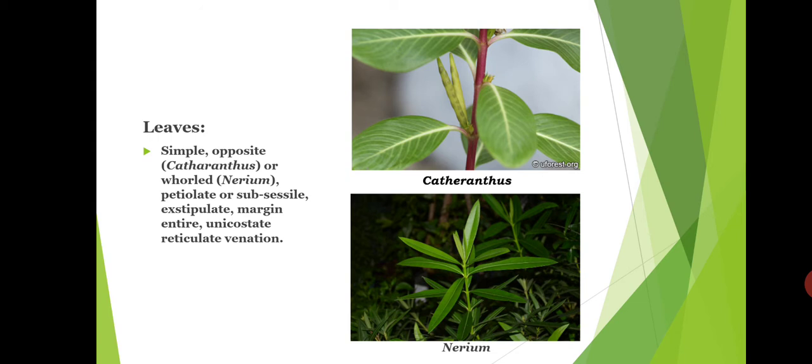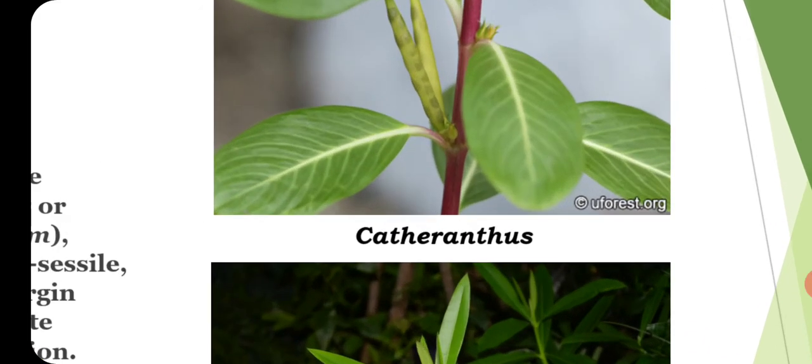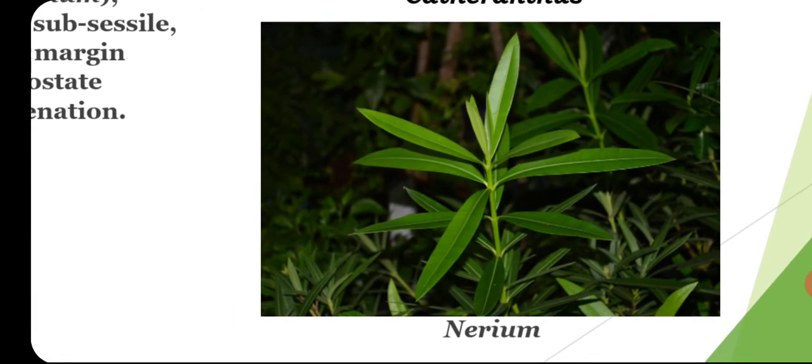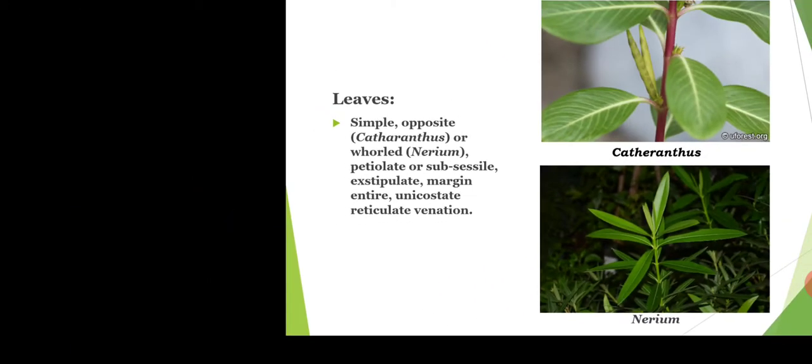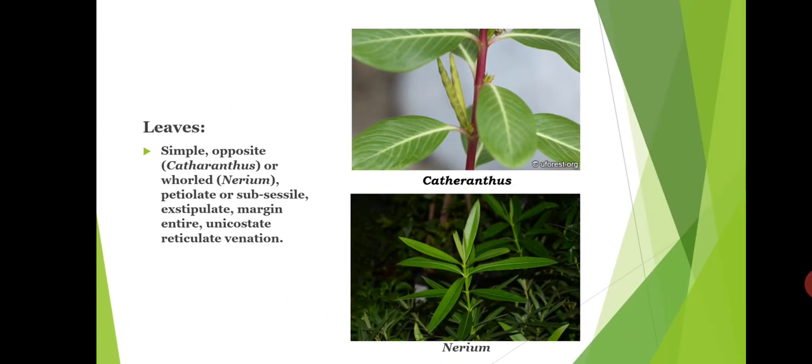Subsessile means without a distinct petiole, just a small area resembling a petiole. And exstipulate: there are no stipules. The leaf starting point is very clean, there are no bristles, spines or hair-like parts, so the stipules are entirely absent, hence exstipulate.